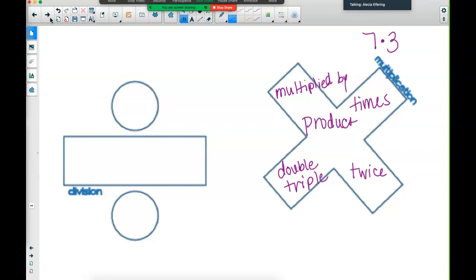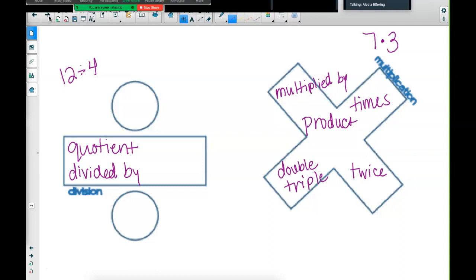There's only a couple for division. Go ahead. Quotient. So if it was 12 and 4, the quotient of 12 and 4 would be 3, right? Go ahead. Divided by. That's about all I have to divide. There's really only a couple ways to say divide. Okay, then we have 2 more.